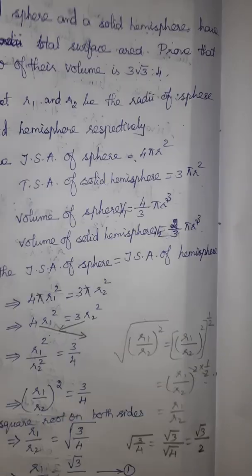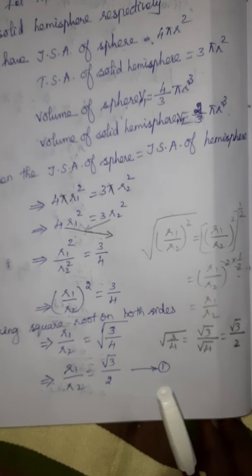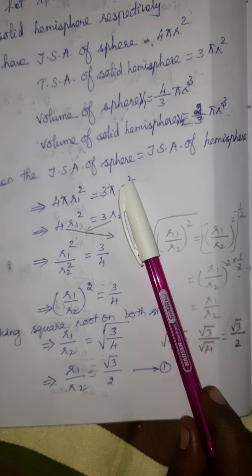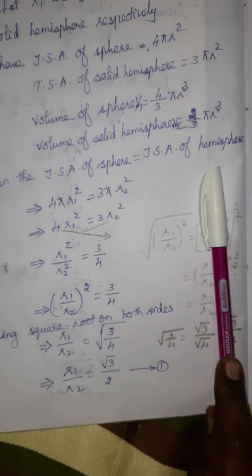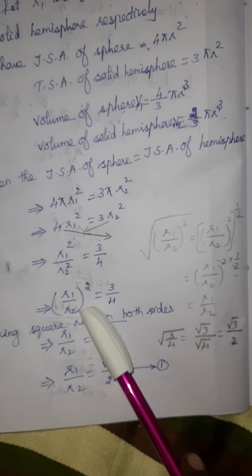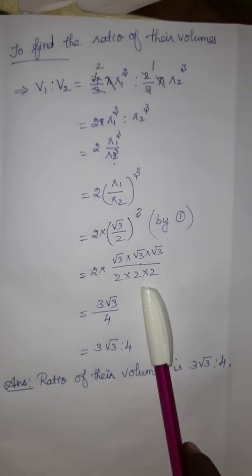From the TSA formula, from the TSA of the sphere and solid hemisphere, you find out the value of r1 by r2. Here the given condition is TSA of sphere is equal to TSA of hemisphere. So using the formula, you find out r1 by r2. That r1 by r2 value you substitute in the ratio of their volume.